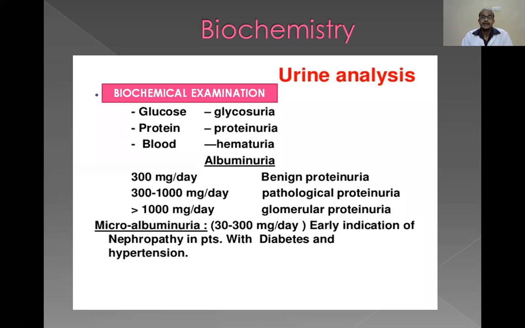Okay? And depending upon the amount of protein, it can be classified as benign, pathological, and glomerular proteinuria, or mild, moderate, and severe proteinuria that we had seen in the practical sessions, and microalbuminuria can be assessed. So all these can be subclassified by seeing the amount of protein excreted in the urine, and also excretion of glucose can be seen in abnormal conditions.